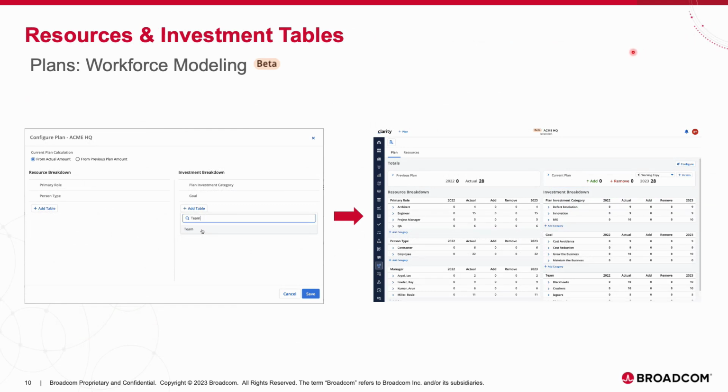So here's an example of a plan with both resource and investment tables. You can go ahead here, we can create an investment table called team, and then once you add it, it will show the team table, and we show it both with the resources on the left side and the investment on the right side.